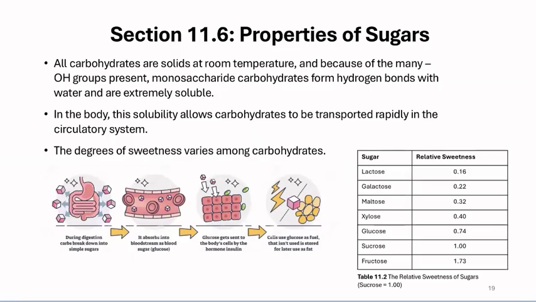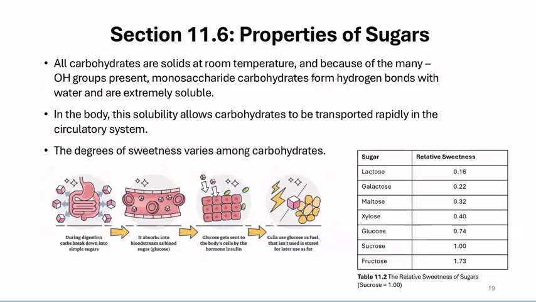Let's now continue looking at the properties of sugars. In addition, we will be talking about some chemistry that pertains to sugars. First, let's understand that all carbohydrates are solid at room temperature because of the many OH groups present. Specifically, we know that monosaccharides form hydrogen bonds with water and they are extremely soluble. In the body, this solubility is what allows carbohydrates to be transported rapidly in the circulatory system.